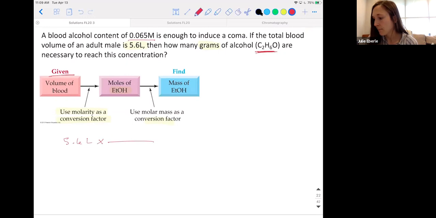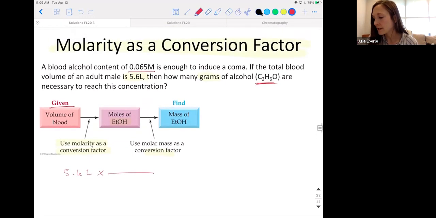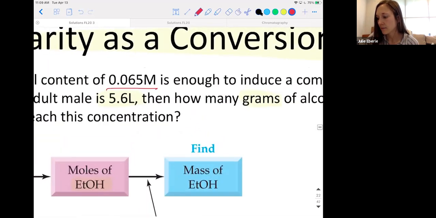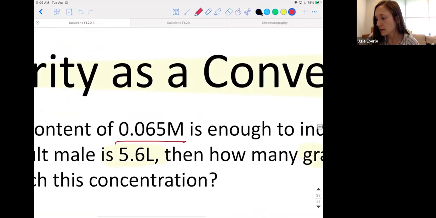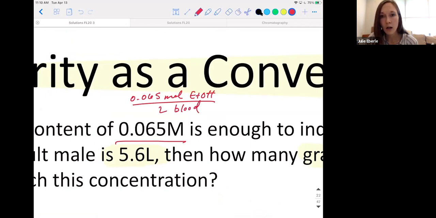Okay. And what this molarity says, I'm going to zoom in on the molarity for just a second. This is saying 0.065 moles. Moles of what? Moles of ethanol. Per liter, what's the solution here? Liter of blood. Okay, that's what this actually means. That many moles of the alcohol per liter of your blood is the solution. Okay, alcohol, it would be in your blood.